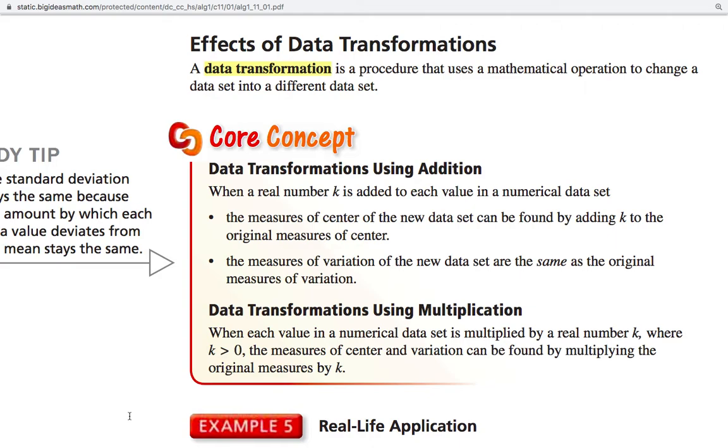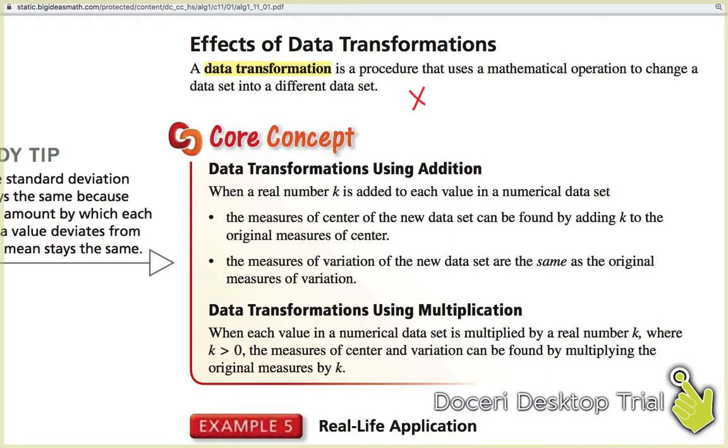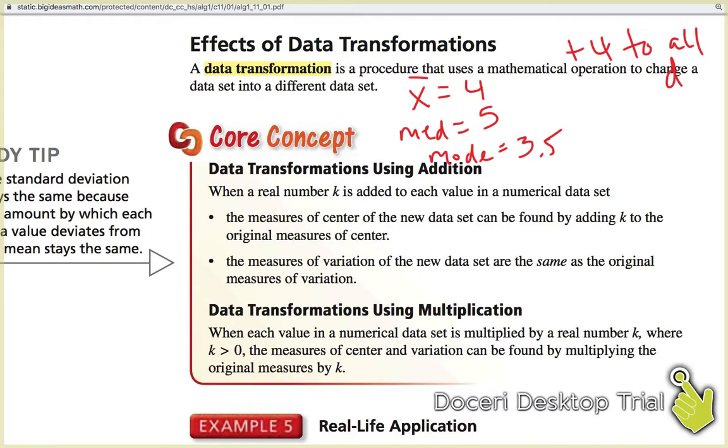Let's say, for example, that my mean is 4, my median is 5, and my mode is 3.5 for whatever data set I had. Let's say I'm going to add 4 to all data. So then what that would change, that would mean my new mean, I would just add 4 to it. My new mean would be 8. My new median would be 9. My new mode would be 7.5. Okay, pretty straightforward there. You're just adding the same amount. Notice that the measures of variation are the same. Okay, so that means the range is going to be the same, standard deviation is going to be the same.